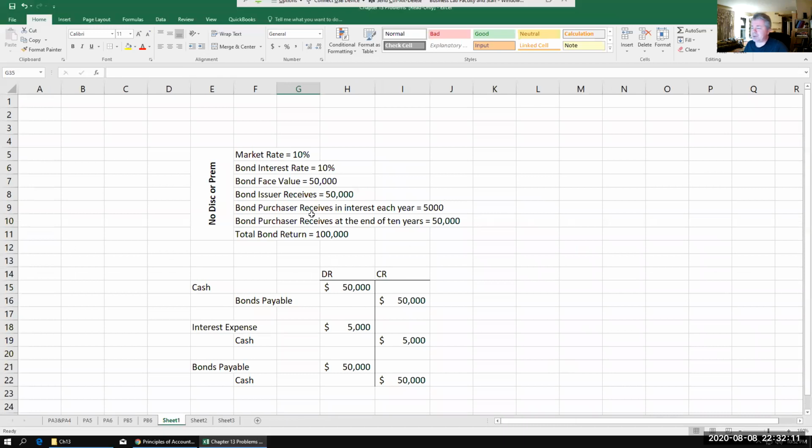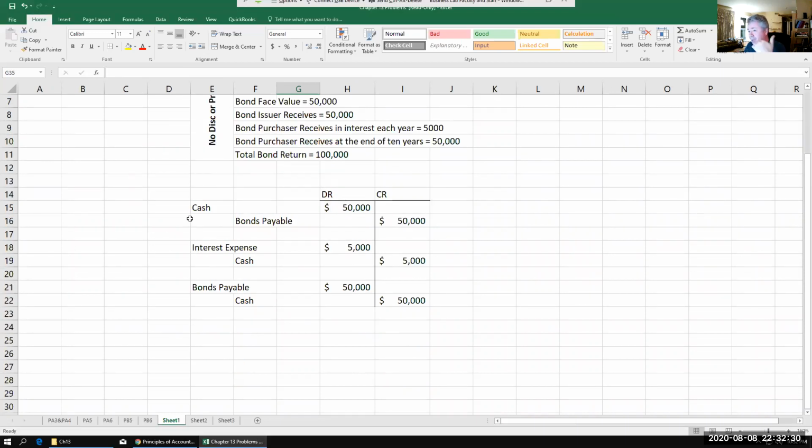There we go. So here I've just copied and pasted the information from before. The market rate is 10%. We issue at 10%, we get face value because it's market rate. We'll get what we're selling for. Every year is $5,000, and at the end we have to pay back the $50,000 total bond return. So this is the journal entry from the issuer's perspective.